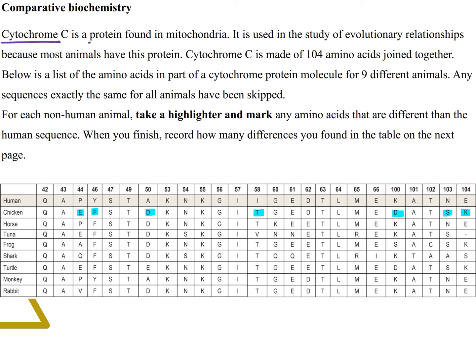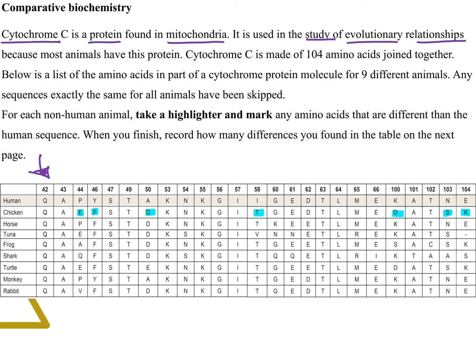Cytochrome C is a protein which you can find in the mitochondria. It can be very useful in the study of evolutionary relationships because most animals have this protein, cytochrome C. The following table shows the cytochrome C amino acid sequence in human and also in other animals such as the chicken, the horse, tuna, frog, shark, turtle, monkey, and the rabbit. Now, by looking at the difference in the amino acid sequence, we can know about their evolutionary relationships.